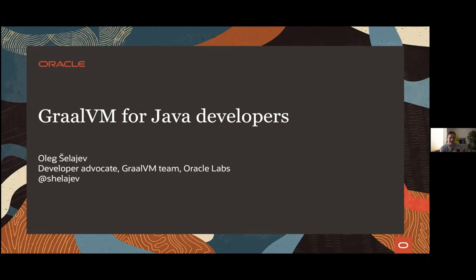My name is Oleg Selajev, and I work at Oracle Labs on the GraalVM team. Oracle Labs is a research and development department within Oracle. The goal of Oracle Labs is to actually do science: people set up experiments, figure out new ways to do things, and publish academic papers about that. Eventually we try to convert that accumulated knowledge into products, into industrial know-how that the community at large can also use and leverage.